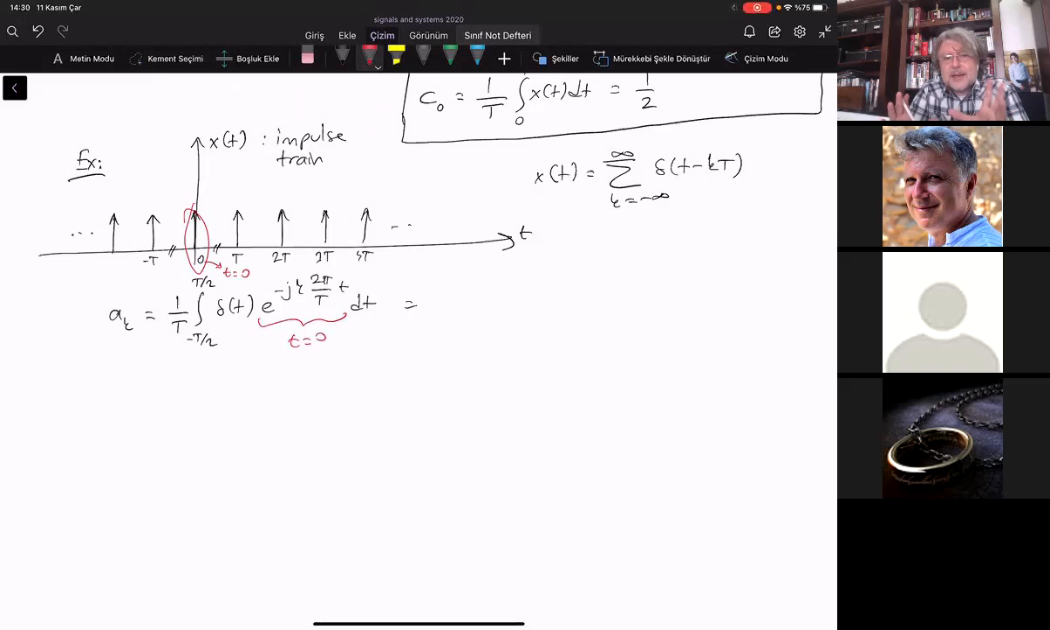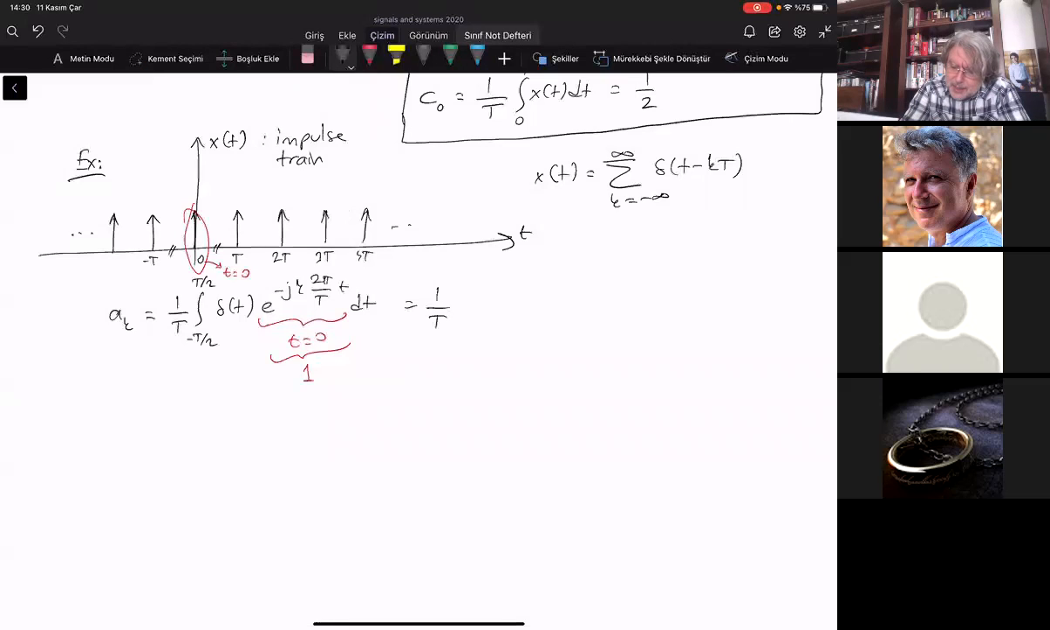So at t is equal to 0, what is the exponent? E to the minus j k 2 pi over capital T times t. It is e to the 0, which is 1. So the e to the blah blah thing is equal to 1. At t is equal to 0, it is 1 times delta t's integral, and that is 1. So the integral is 1 over capital T times 1, which is 1 over capital T. Not the integral, but the Fourier series coefficient ak is therefore 1 over capital T.